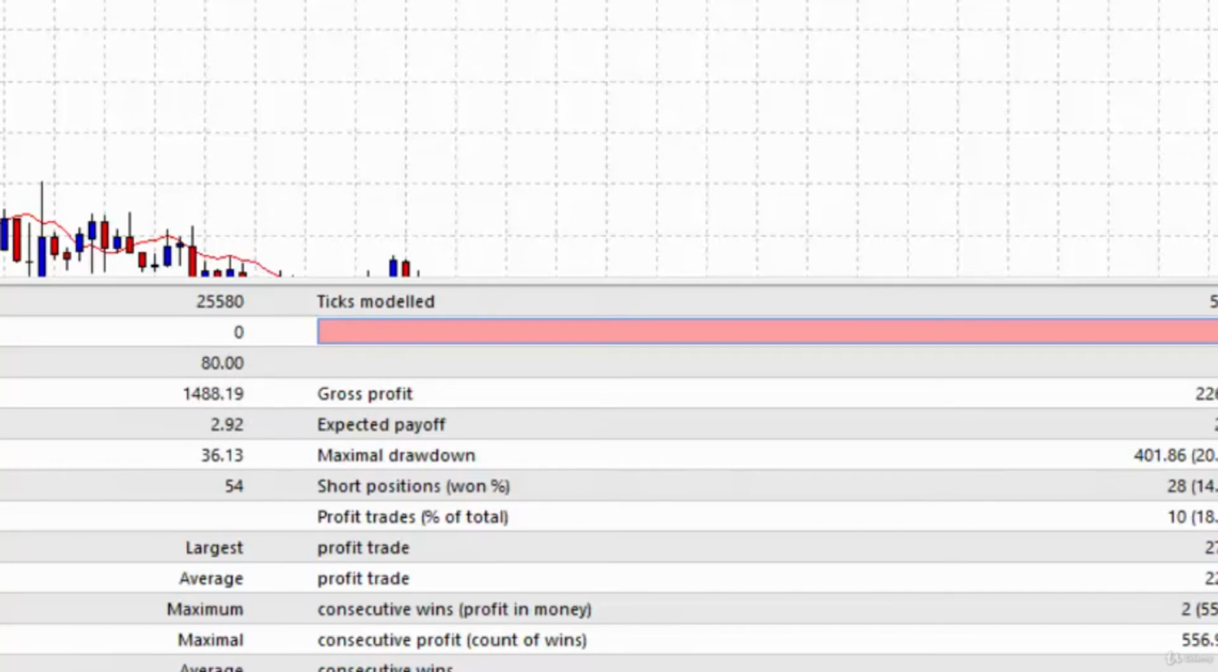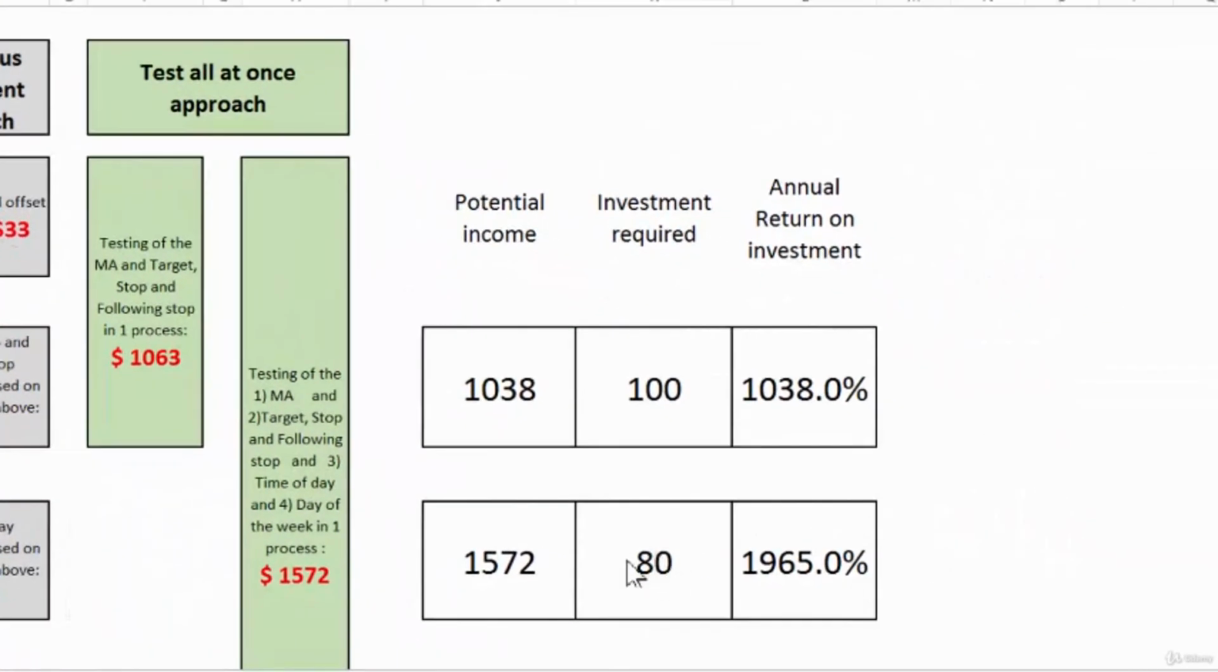So what we then do is go back to our table that we had. I've entered the 80 as the investment required to make that 1,500, and the return is almost 2,000% on an annual basis. Now these are highly inflated figures because we're using the absolutely best settings and the absolutely minimum investment requirements. But this gives you an idea of the type of thinking you should have to squeeze as much income out of as little investment as possible to maximize your return on investment.